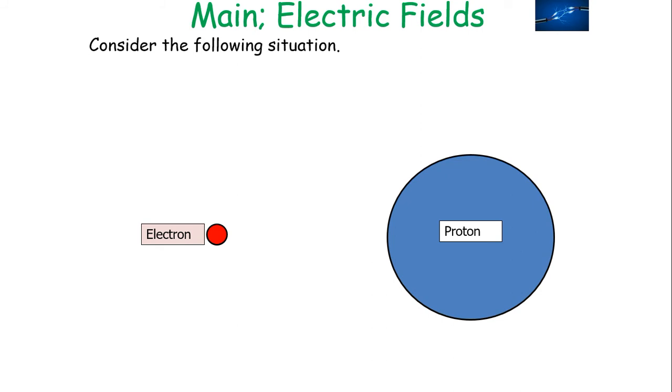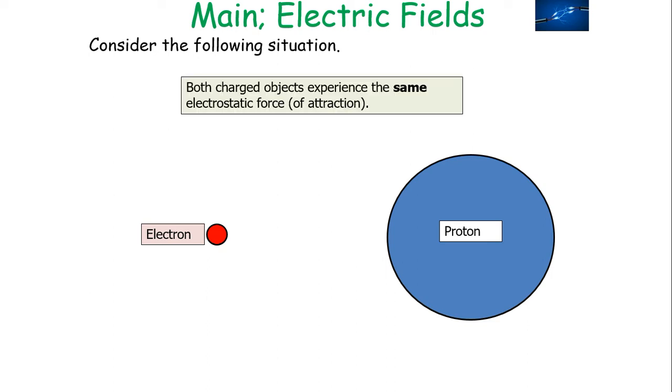Now, let's consider this situation here. We've got an electron and we've got a proton. Both objects are charged and will actually experience the same electrostatic force. And it'll be an electrostatic force of attraction because the electron is negatively charged and the proton is positively charged. So they're oppositely charged, so they will attract.